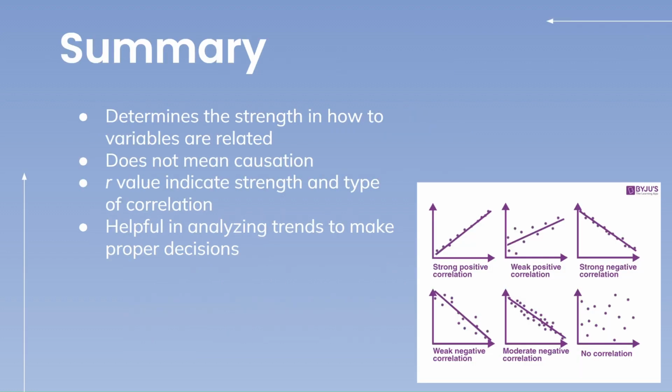So overall, we know that correlation is what determines the strength and how variables are related, and a very important fact is that it does not mean causation, and the R value is what indicates the strength and type of a correlation. And overall, correlation is helpful in analyzing trends to make proper decisions, because it's important to know which variables correlate, but then use that and look deeper into seeing which factors and variables play a role in actually causing certain events to happen.